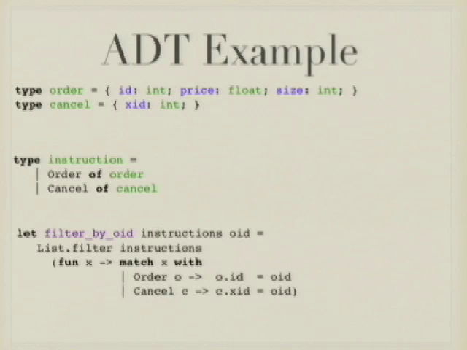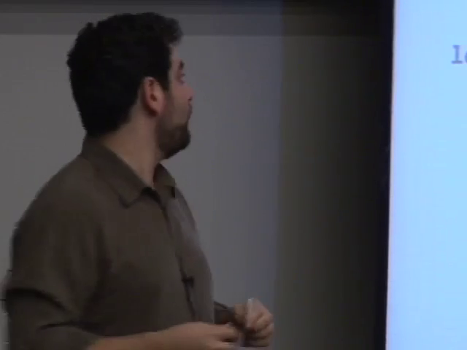And here you'll see in the middle of it, there's this match statement. We match X with, and if it's an order O, then we check whether or not the ID field is equal to OID. And if it's a cancel C, we check if the XID is equal to OID. Now this is a really, really trivial example of a match statement. You can do much, much fancier things, but the utility of this approach shows up even when you're doing very simple things. So to see why this is useful, let's see what happens when we need to change our code.